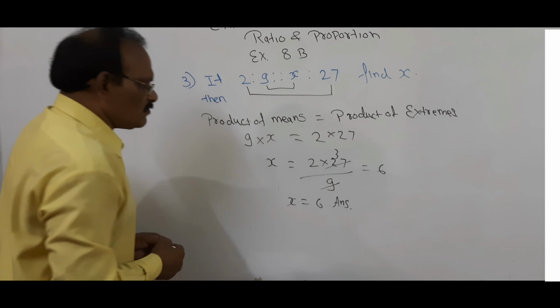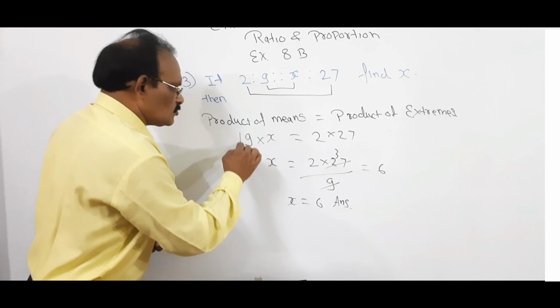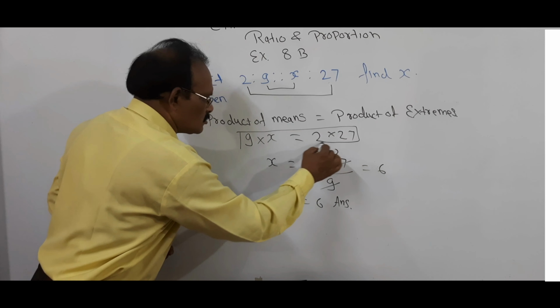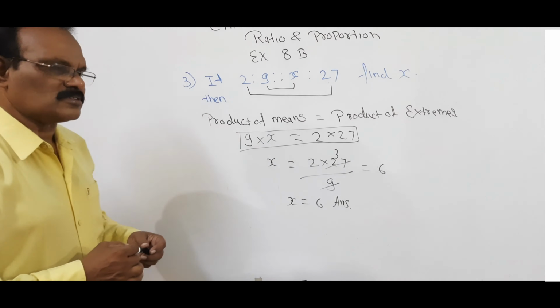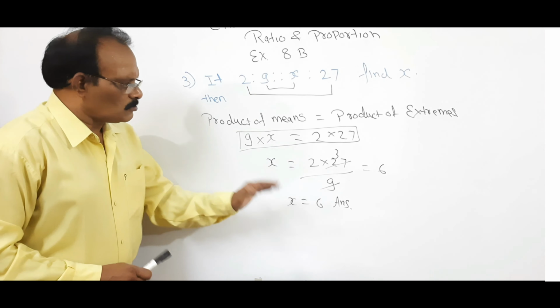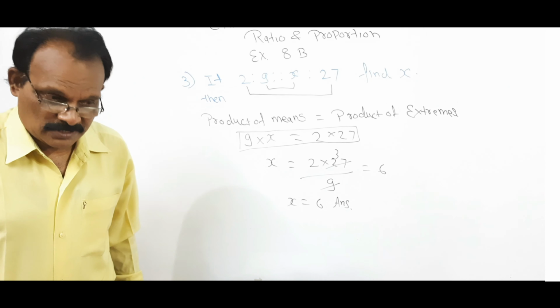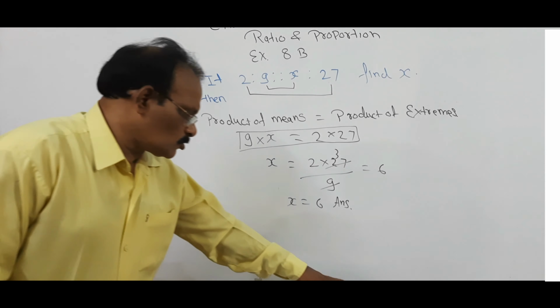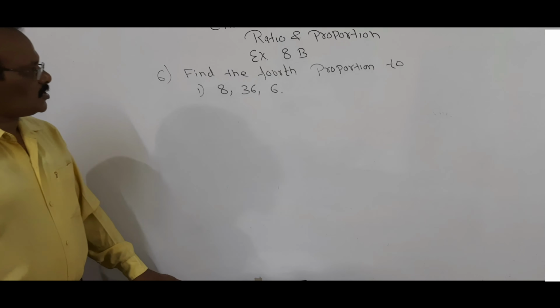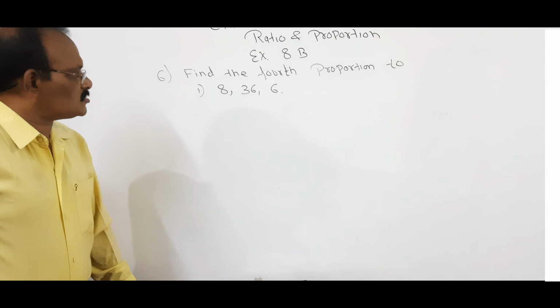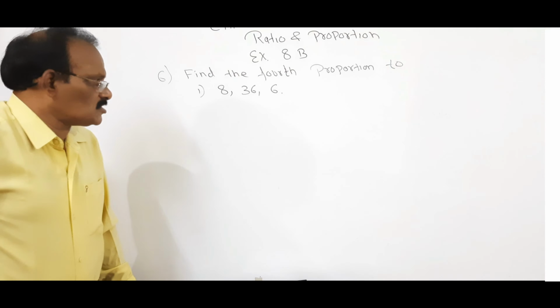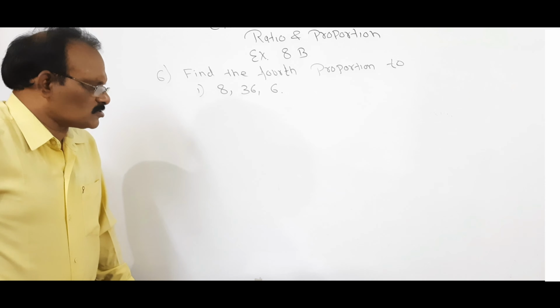So in all we have used only this simple rule: product of extremes is equal to product of means. With this formula we can solve almost all sums in exercise 8b. Now we will see one more question. This is the 6th question. I think till 5 you can do, all are in the same process.